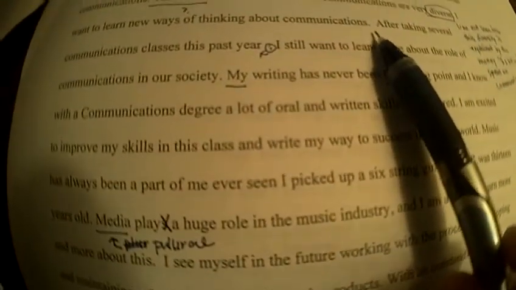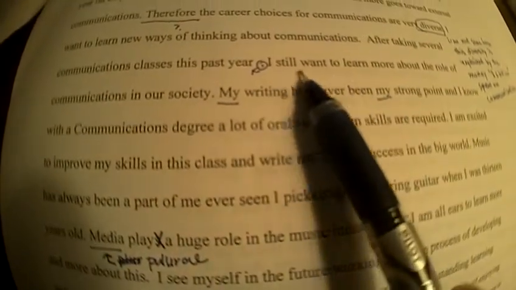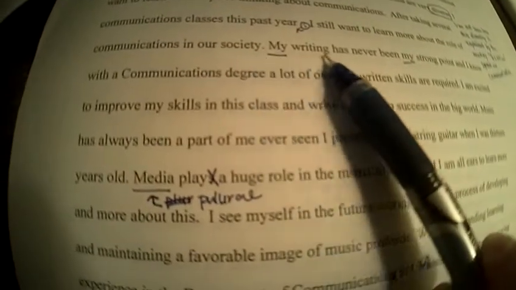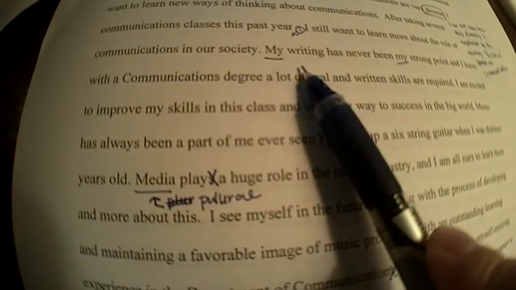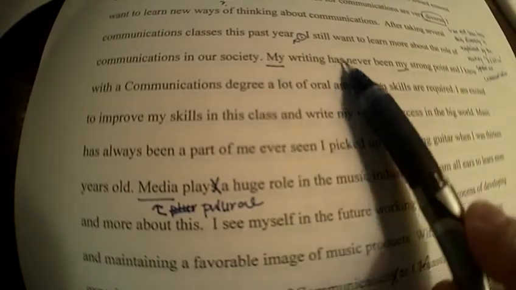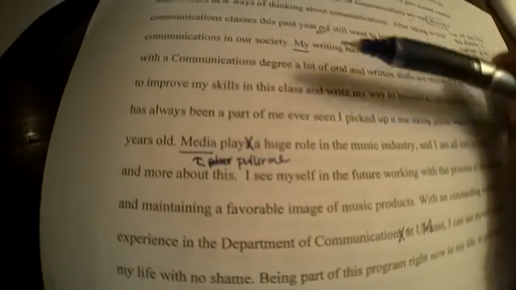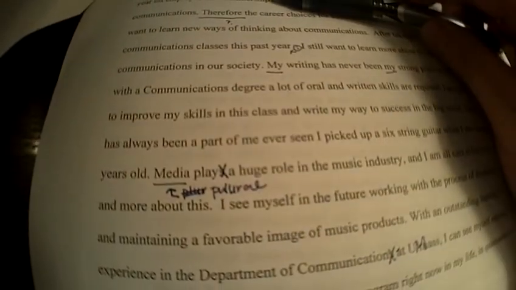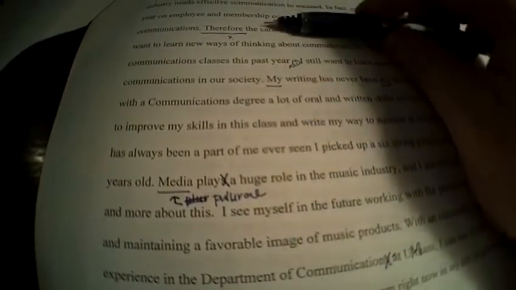And then the student goes on and talks about something else, which is the student's desire to learn more about the role of communications in our society. And then in the following sentence, the student talks about something else, completely different, which is the student's weakness in writing. So I'm just highlighting examples of inconsistency, or random and multiple topics that appear in one paragraph.